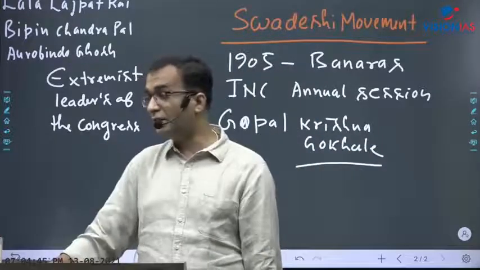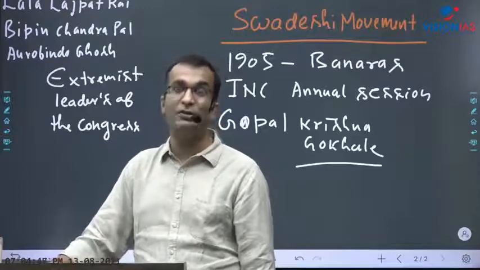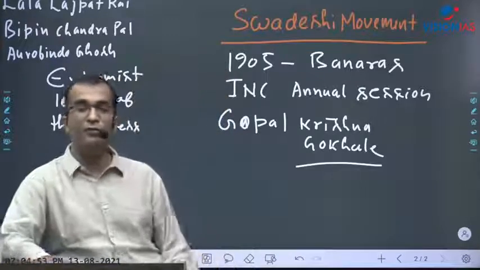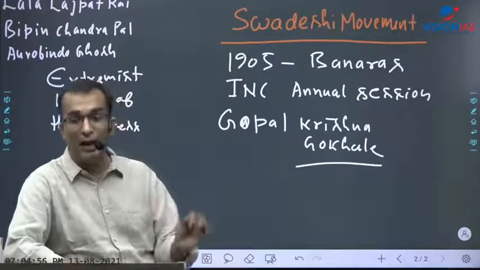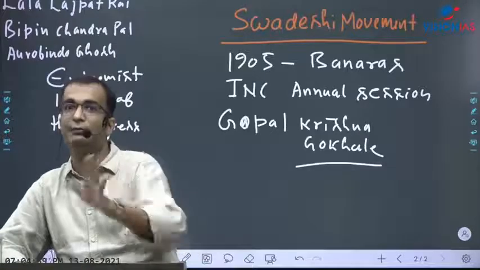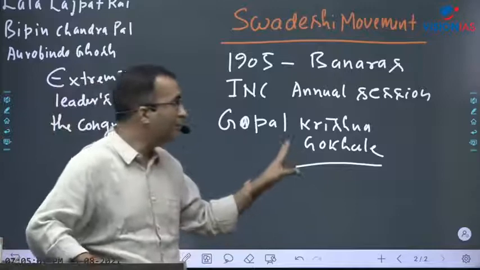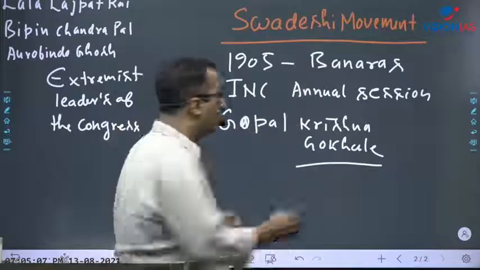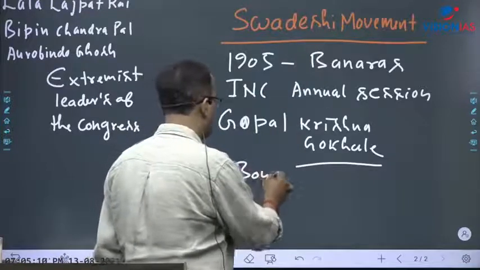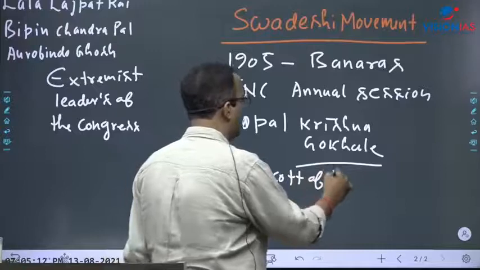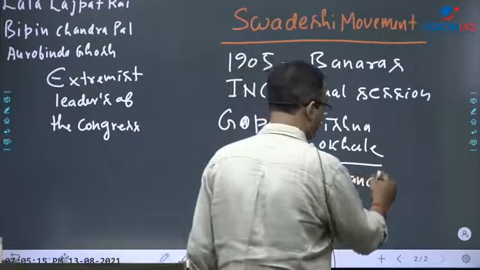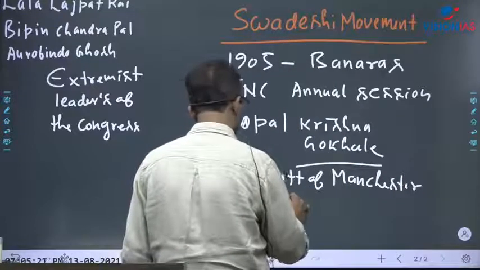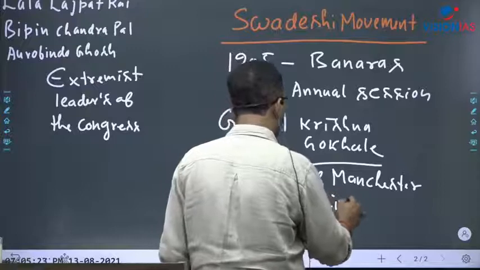Understand, Congress has two leaderships: the moderate and the extremist. So he was a moderate leader, and at this point of time he sanctioned the beginning of the Swadesi movement and the boycott of Manchester cloth and Liverpool salt. So in this session, the very important decision of the Swadesi movement was taken: the Swadesi movement and boycott of Manchester cloth and Liverpool salt. So this is how the Swadesi movement started.